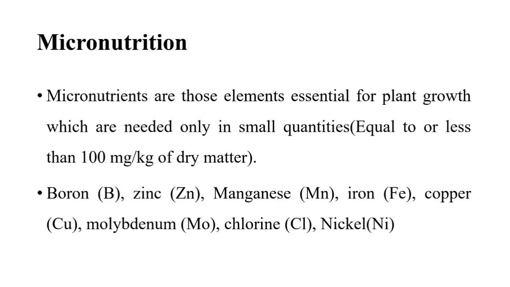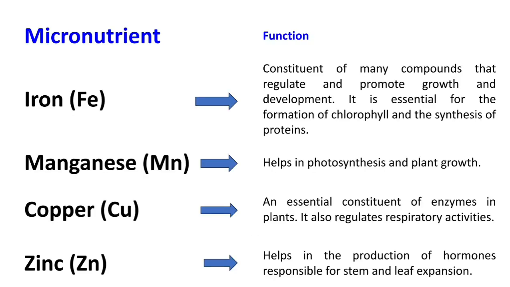Then what is a micronutrient? These are essential for plant growth but needed only in small quantities, like boron, zinc, manganese, iron, copper, molybdenum, chlorine, nickel. So take iron: its function is as a constituent of many compounds that regulate and promote growth and development, and it is essential for formation of chlorophyll pigment and synthesis of protein.